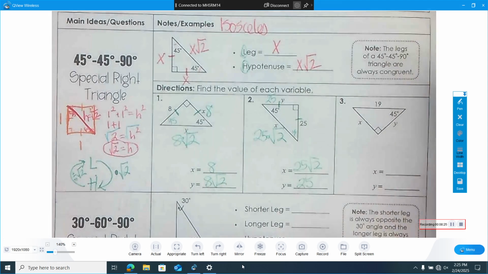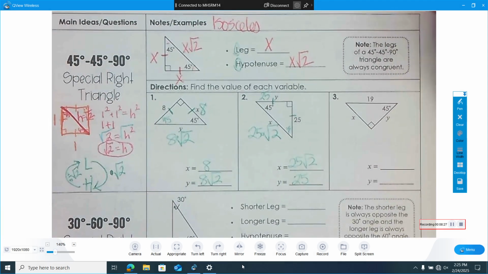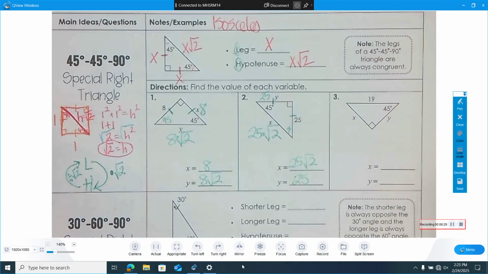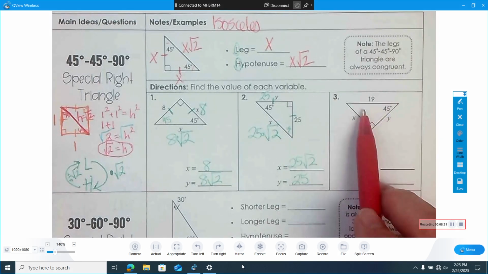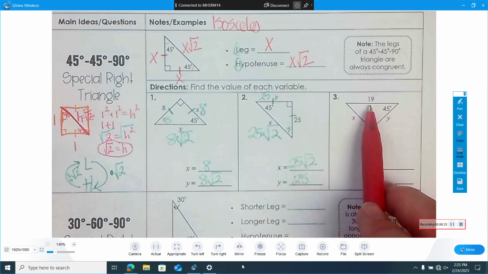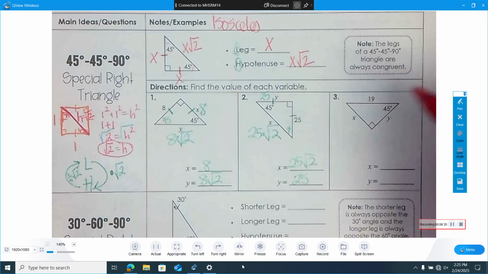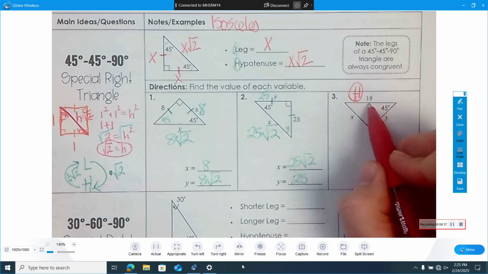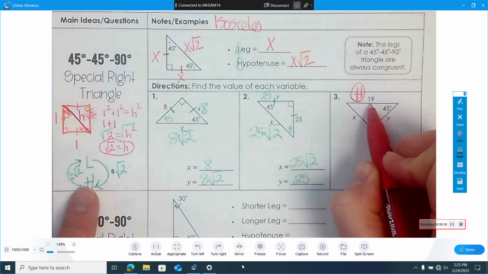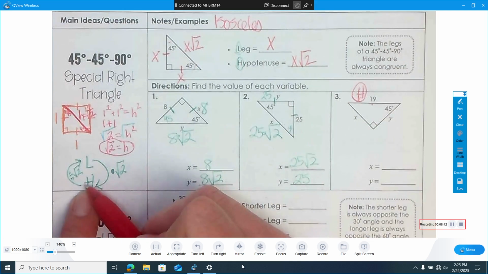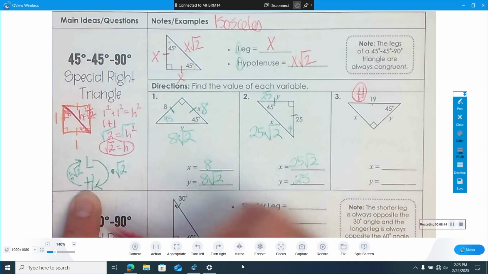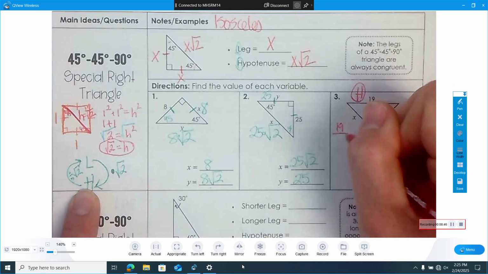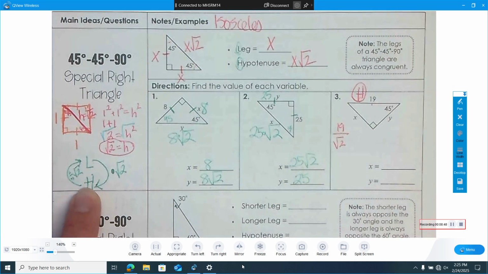So number 3 is different. What information did they give us on number 3? They gave us the hypotenuse. They're giving us the hypotenuse of 19. So we're here at the hypotenuse. How do I get back to the leg? Divide. Yeah, we have to do 19 divided by radical 2.